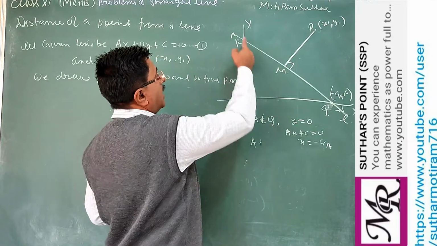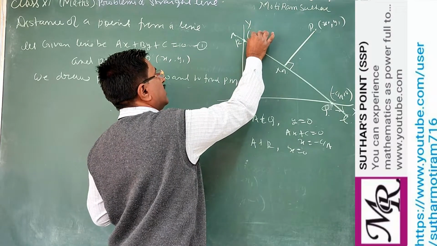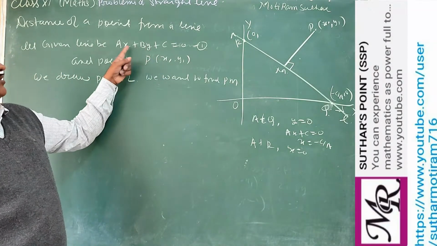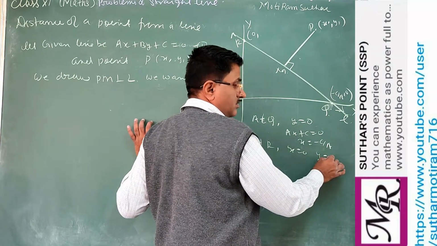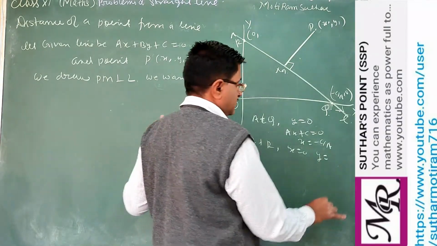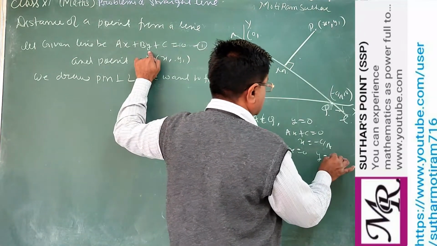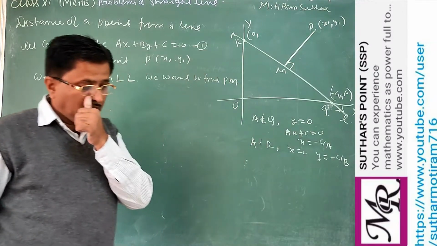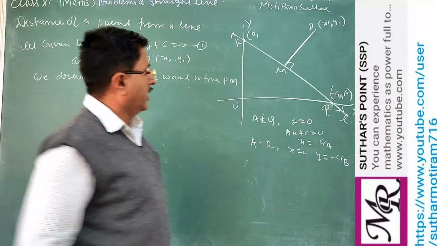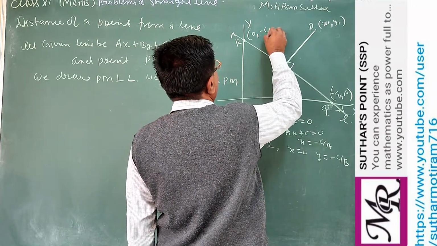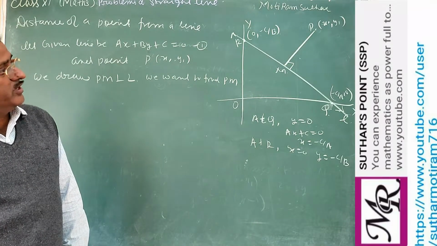And at R, on the y-axis, the x coordinate is 0. So in this equation, if you put x equal to 0, we get y equal to minus c by b. In this way, one can find the coordinates of R, that is 0, minus c by b. Clear? So now we join it.